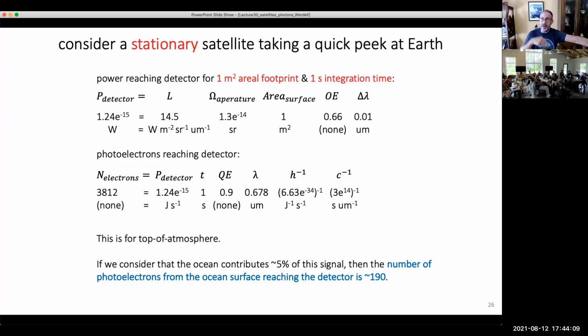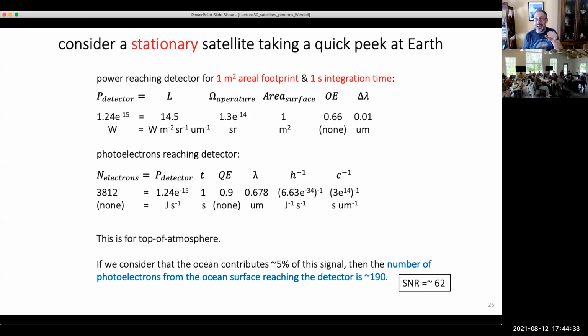So we're interested in performance at the bottom of the atmosphere, right? So if we consider that in this part of the spectrum, the ocean contributes roughly 5% of the signal, then the number of photoelectrons from the ocean surface actually reaching the detector is roughly 190. Not a whole lot. That SNR results in roughly 62. So we're nowhere near where we need to be.